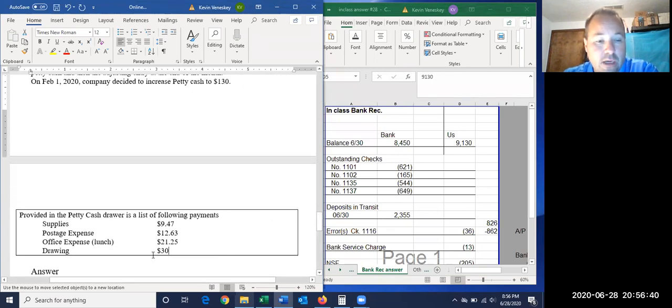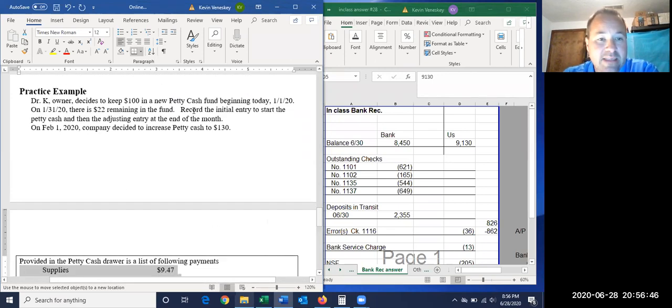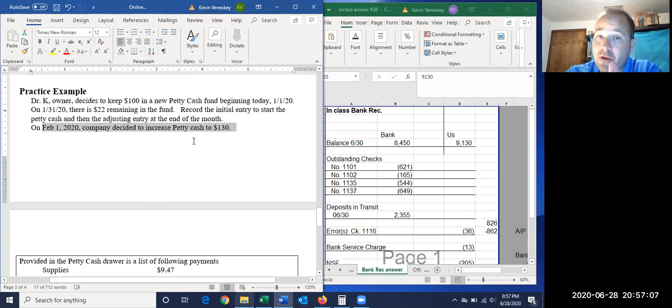The drawer shows that these were the items that we paid money for. And we need to see if it actually equals $78, because if you take 100 minus 22, that means I spent 78. So we're gonna see if that comes true. And then we're gonna open up February and increase our amount to 130 just to make sure we have enough in the petty cash. So not only are we gonna have the 100, but we're going to add on $30 extra.